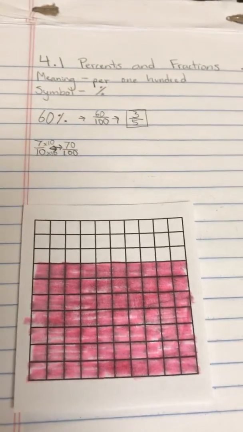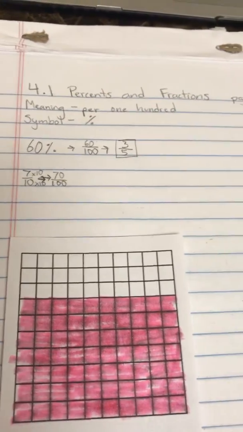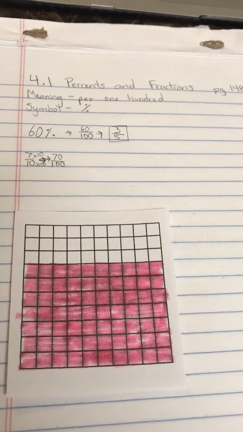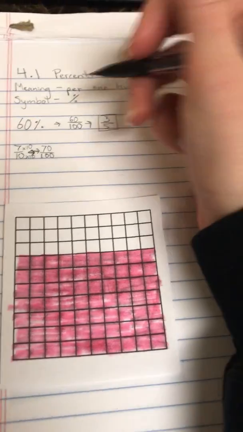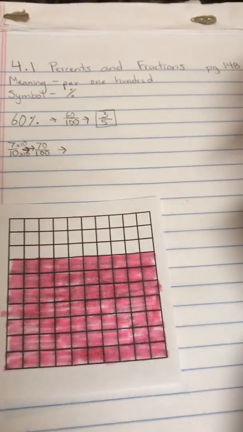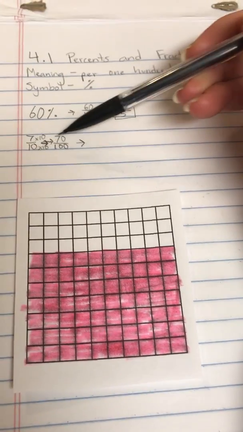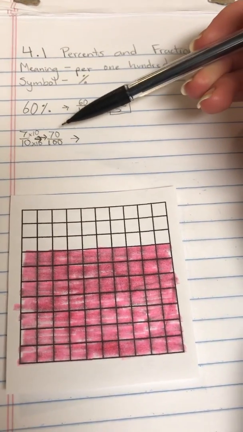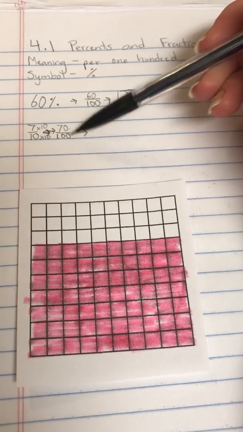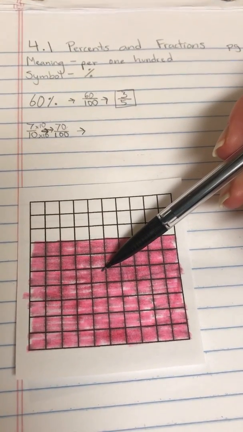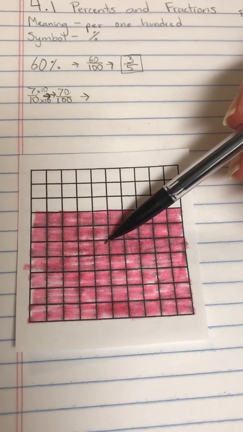Okay? So next what we're going to have to do is write this as a percent. Okay? We're kind of going backwards this time. So we took our 7/10, which is our fraction it gave us at first, turned it into a fraction we're more comfortable with, which is 70 hundredths. We colored it in on our hundreds chart to make a visual representation for ourselves.